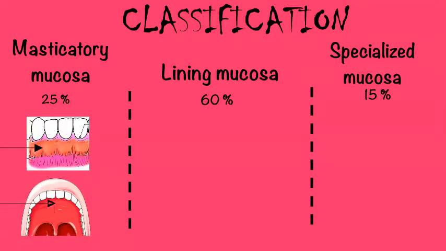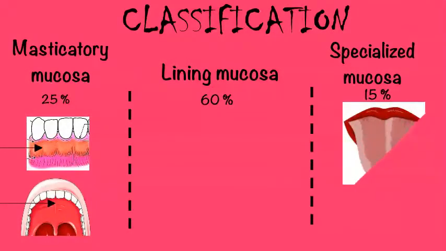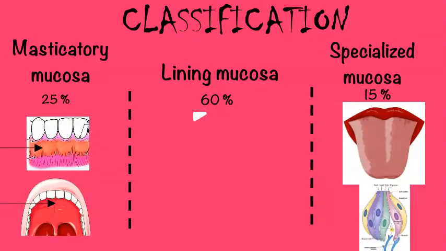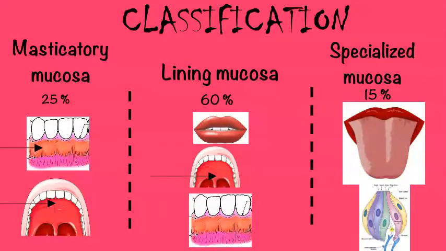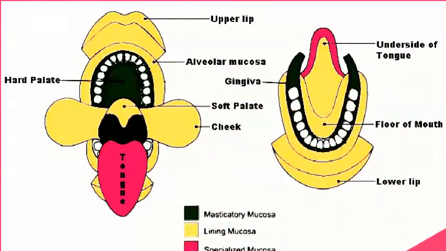Specialized mucosa, which contributes about 15% of the total area. This includes the dorsum of the tongue and taste buds. Third one is lining mucosa, which contributes about 60% of the total area. This includes lip, soft palate, alveolar mucosa, cheek and floor of mouth.